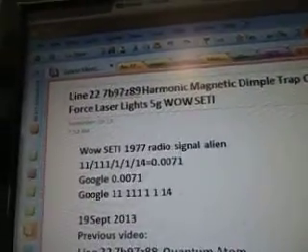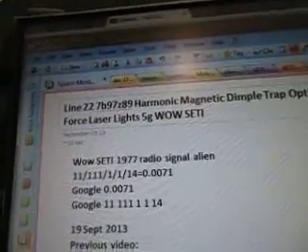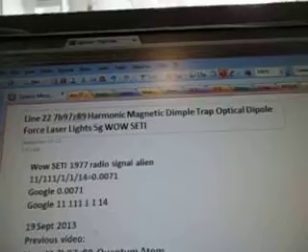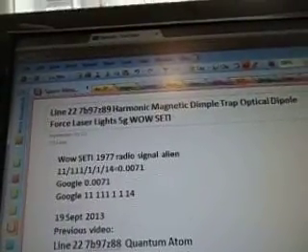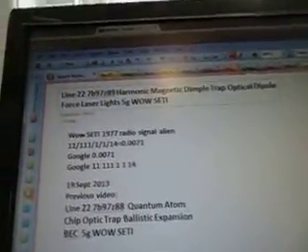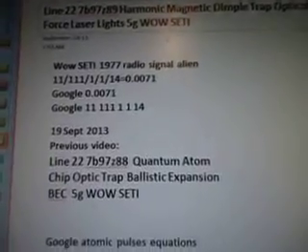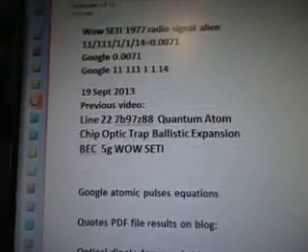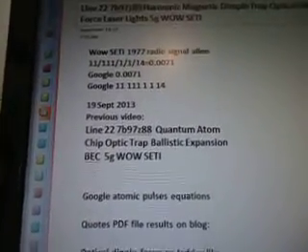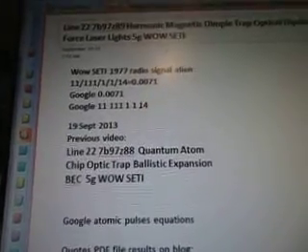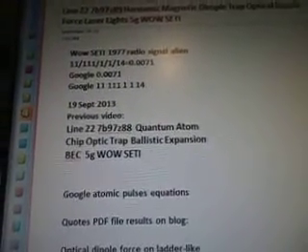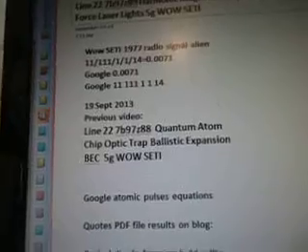Line 22, 7b97z89, harmonic magnetic dimple trap, optical dipole force, laser lights, 5G Wow Seti. There's the alien radio signal. Filmed September 19th. Line 22, 7b97z88, quantum atom chip optic trap, ballistic suspension, BEC, 5G Wow Seti.